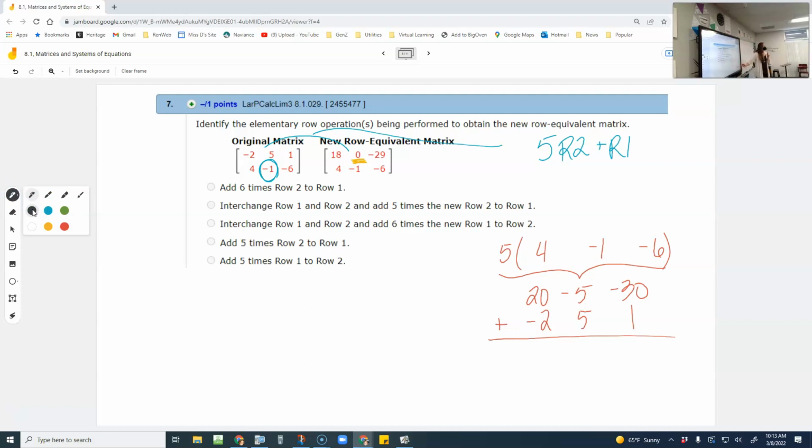Whoa! Where are you? 20 minus 2. Why are your calculators out? Use your brains. Negative 5 plus 5. 0. Negative 30 plus 1. Is that what they did? So where are the words that match what I did, what you did?